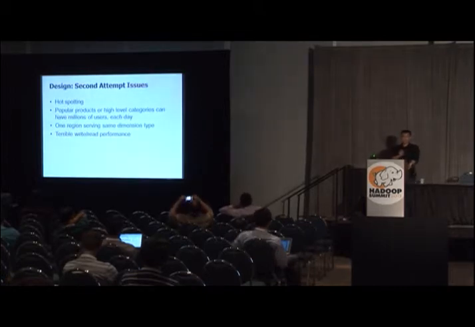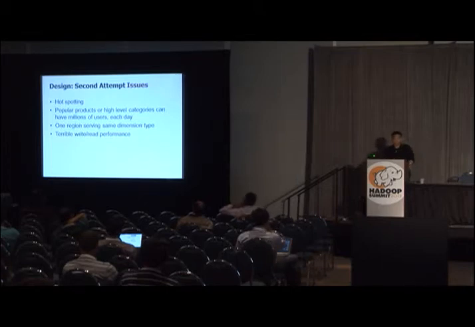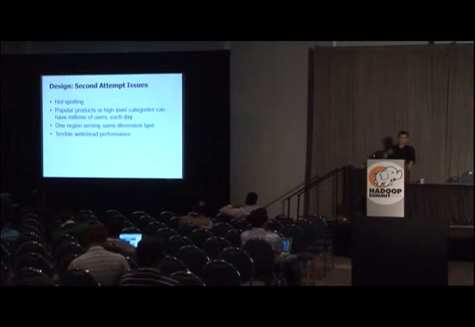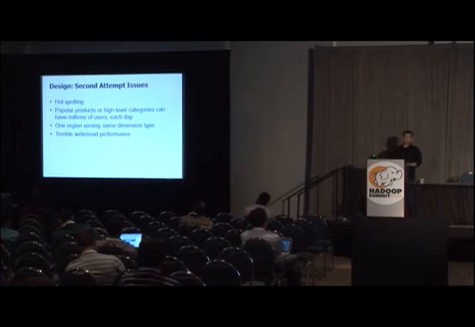There were still issues, but it was quite an improvement over the first design. We still have hotspotting issues because we have very popular products or high-level categories that can have millions of users each day. All of those users will make their way into the HBase columns, again making the row really wide. And it causes one region to serve the same behavior for all of the requests, again leading to very bad read and write performance. So the hotspotting issue is still there, but not as bad as the first one.